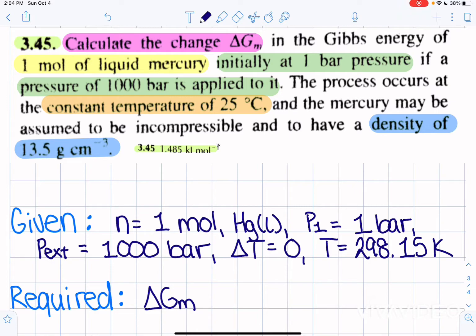And what I did was I went ahead and wrote out everything that was given, and that is that our n is equal to 1 mole. We are dealing with liquid mercury. Our first pressure is 1 bar. Our external pressure is 1,000 bars, which in this equation, we are going to treat as our second pressure, so our P1 and P2. Our delta T is 0, which is one of the conditions for us to be able to use the equation that we were going to work with in this situation. And our temperature is 298.15 Kelvin. We are looking for our molar Gibbs energy.